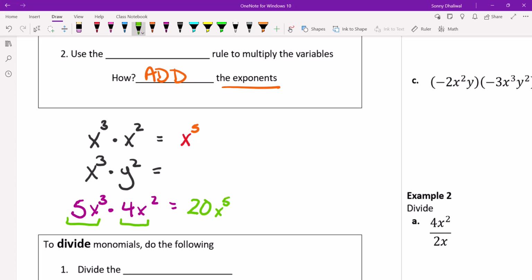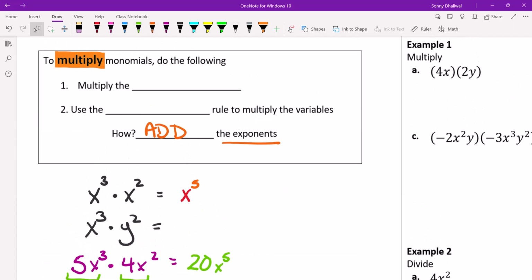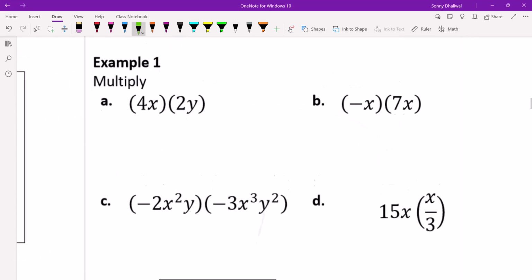Okay? So, filling up our notes. We multiply the coefficients. That's the numbers in front. This is all the terminology coming into play now. And we use the exponent rules for the variables. When we multiply, we add the exponents. Okay? So let's do some quick examples here.